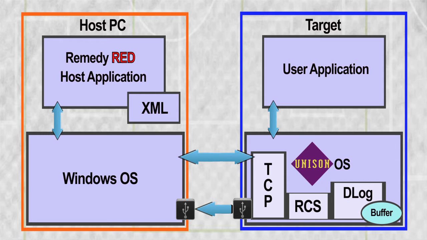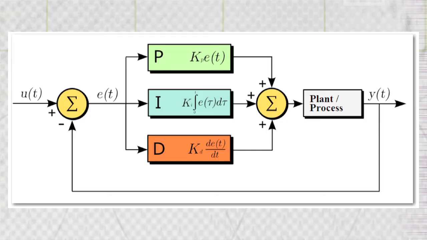The remote control server allows variables on the target to be set at runtime. Imagine tuning control loops with Remedy Red. You can trigger on the step function edge and record the error signal and the PID output data. The Remedy Red viewer displays these outputs and allows RCS to adjust PID parameters to optimum values.